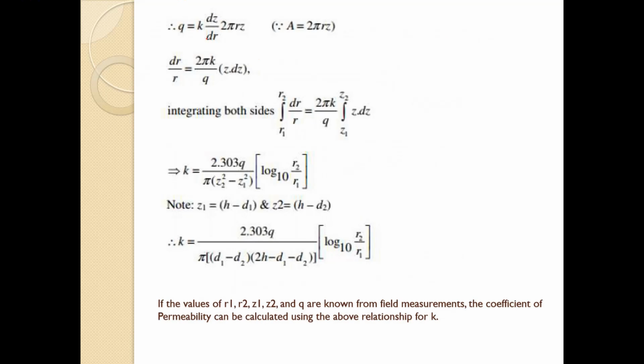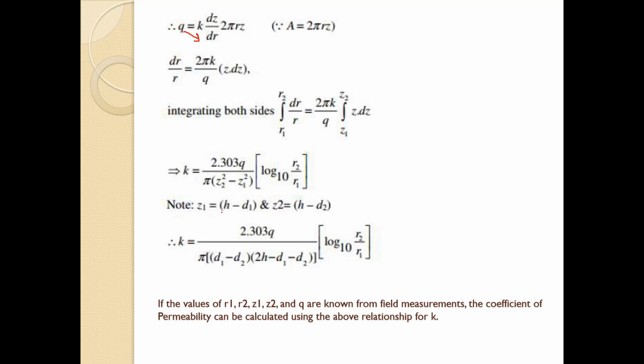By putting all these values, Q equals K into dz by dr into 2 pi r into z. The area is 2 pi r, the periphery of the well, and z is the height, so that is the surface area. Rearranging, dr by r equals 2 pi K divided by Q into z dz. Now we integrate both sides, from r1 to r2 and z1 to z2. So we get K equals 2.303 Q divided by pi into (z2 squared minus z1 squared) into log to the base 10 of r2 divided by r1.